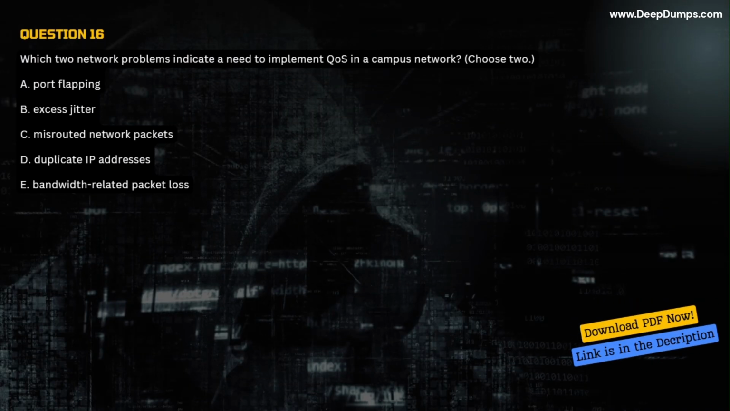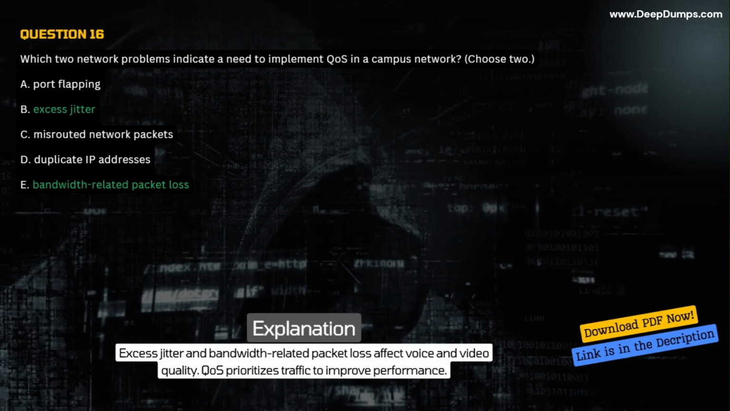Question 16. Which two network problems indicate a need to implement QoS in a campus network? Choose 2. A. Port flapping. B. Excess jitter. C. Misrouted network packets. D. Duplicate IP addresses. E. Bandwidth-related packet loss. Correct answer B and E. Excess jitter. Bandwidth-related packet loss. Explanation. Excess jitter and bandwidth-related packet loss affect voice and video quality. QoS prioritizes traffic to improve performance.